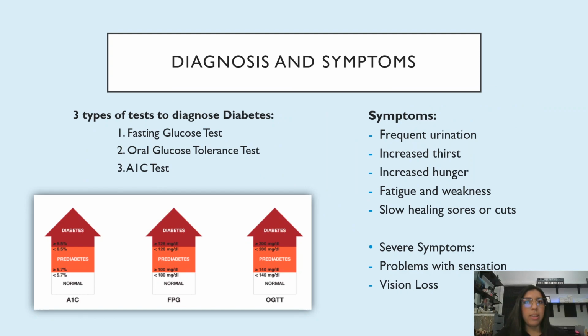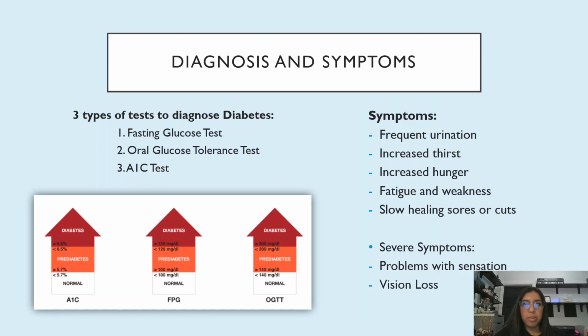So, diagnosis and symptoms. Diabetes is diagnosed by using one of the following tests: a fasting glucose test, an oral glucose tolerance test, or an A1C test. The fasting glucose test is done after the person has not had anything to eat or drink for a minimum of 8 hours before getting tested.